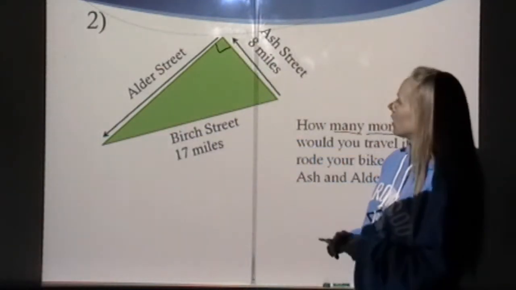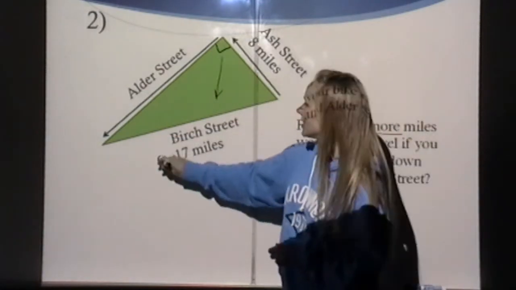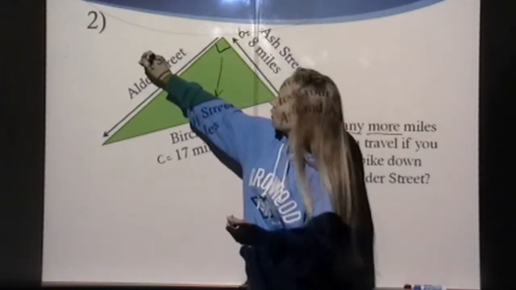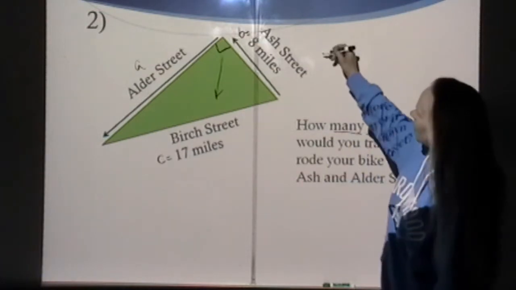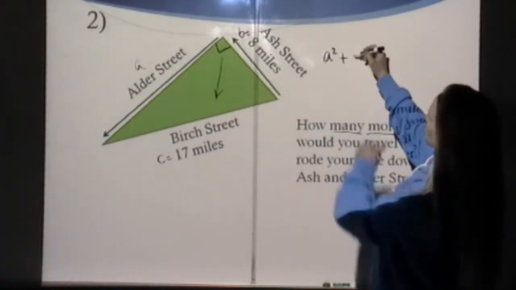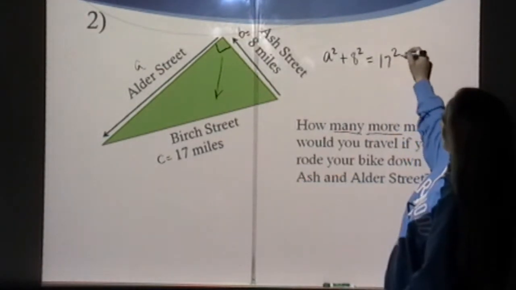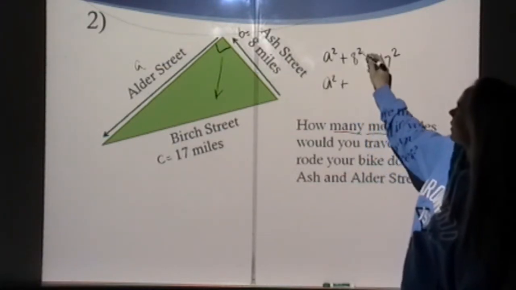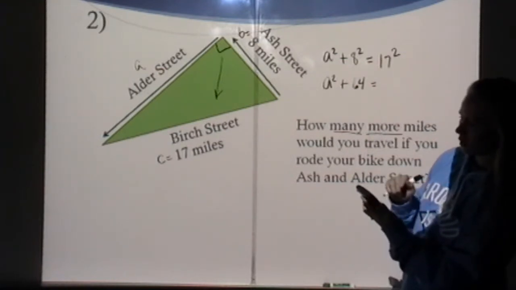Well, in order to figure this out, I have to know how long Alder Street is. So I can use the Pythagorean theorem. Across the 90-degree angle is the hypotenuse, which is C. And this could be A or B. Well, we'll just call it B, and here's A. Let's figure out how long Alder Street is. Applying the Pythagorean theorem, A squared plus B, which is Ash Street, 8 squared, equals Birch Street, 17 squared. So now I'm going to evaluate here. I have A squared plus 8 to the second power, equals 17 squared, 289.